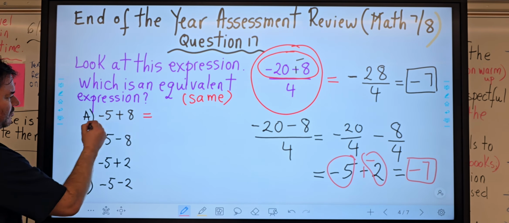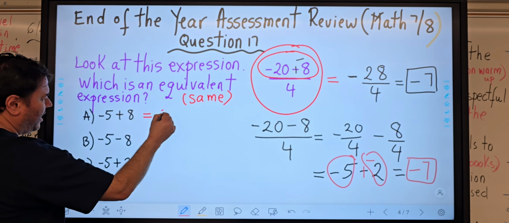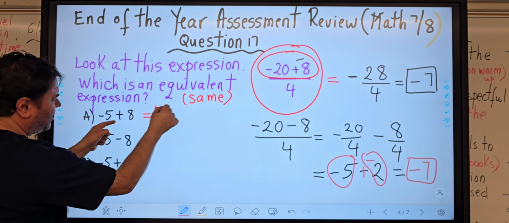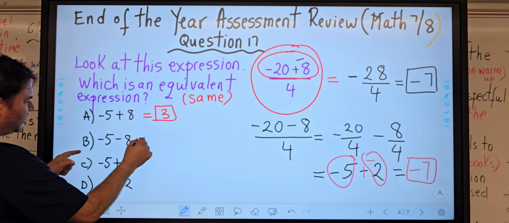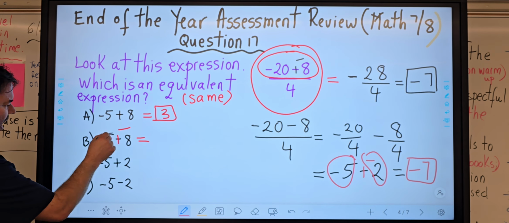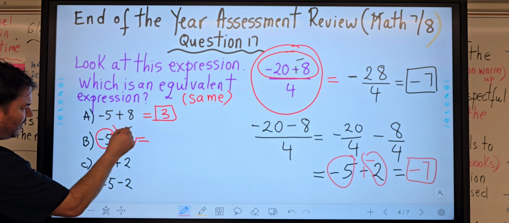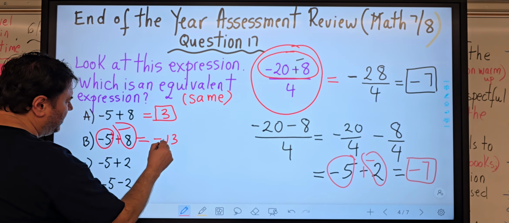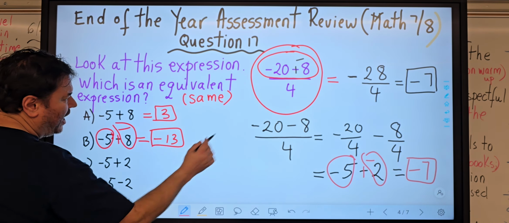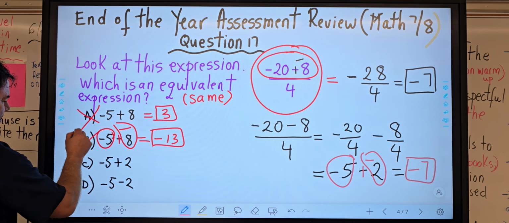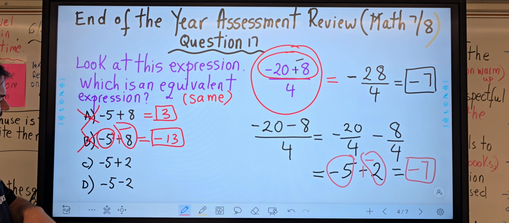Again here, opposite signs, subtract. 8 minus 5 is 3. The number that is the biggest is 8, which is positive, so the final answer is 3. Here, the same thing. We're adding the opposite, which is negative 5 plus negative 8, and that becomes negative 13. And so far, we don't have negative 7, so A cannot be the answer, B cannot be the answer. Let's take a look at C.